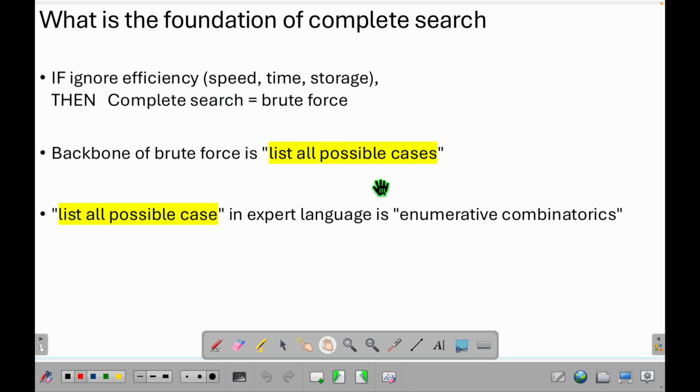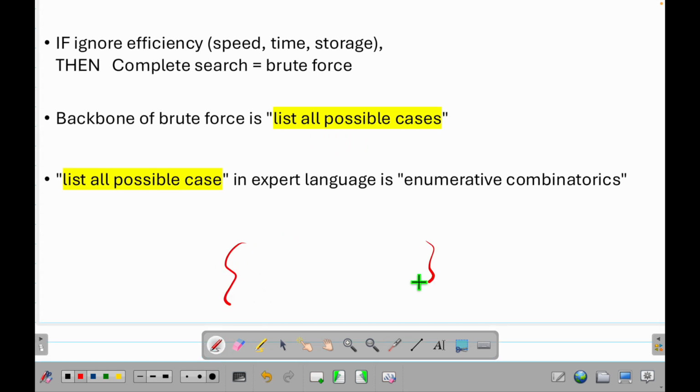That means first you need to have what? List all the possible cases. If you cannot even list all the possible cases, you cannot even write a for loop or while loop. Okay? Then before this, you need to know what all the possible cases are. That means how big is the set. Because before you know the set of all possible cases, you need to know how big this set is.